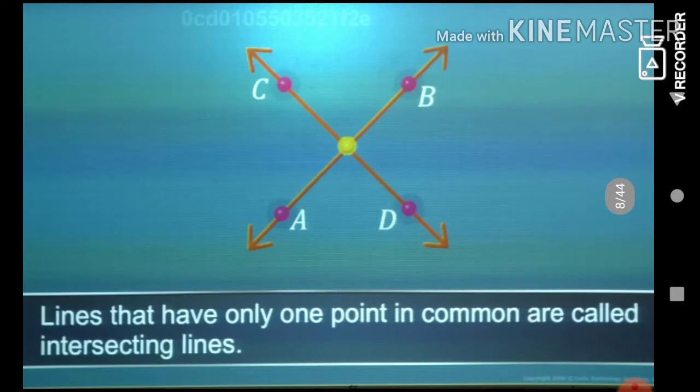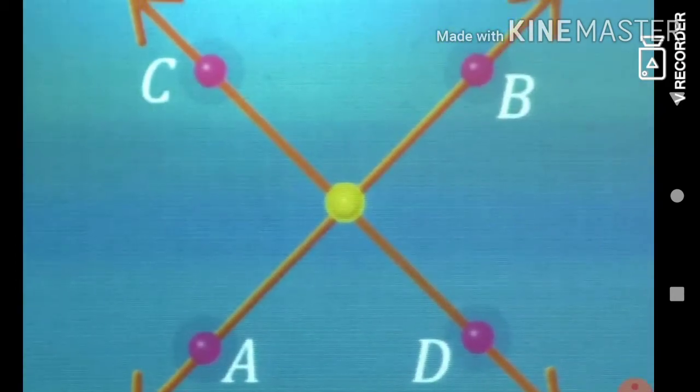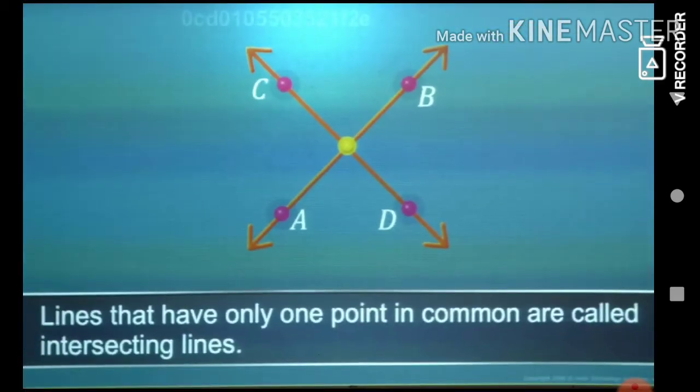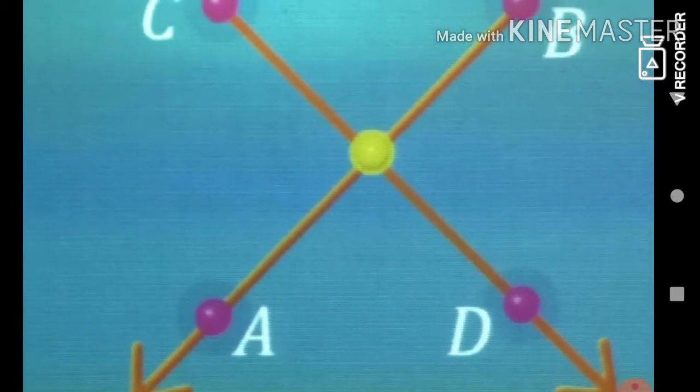Next we're talking about lines that have one point in common, called intersecting lines. As you can see here, line CD and line AB, we are having two lines. They are intersecting each other at one common point, that is the yellow point. You can give any name to it, we can say O. So this yellow point is the point of intersection of these lines. These type of lines, CD and AB, are intersecting each other. That's why they are called intersecting lines. And remember, intersecting lines always have one common point of intersection.